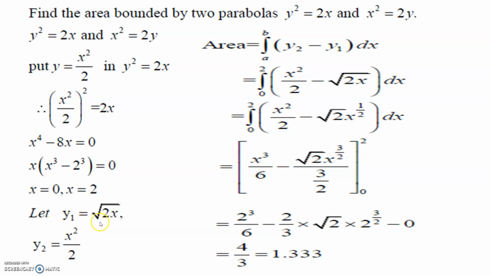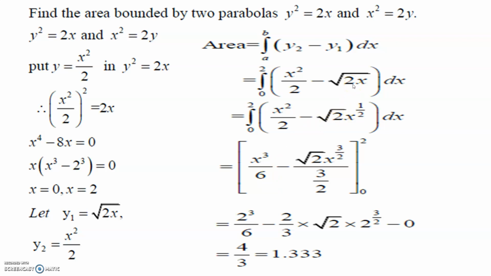So y1 is equal to root 2x, because we know that y2 minus y1 is the formula. So y1 is root 2x and y2 is equal to x square upon 2. So y2 minus y1, the integral of x square upon 2 minus under root 2x dx. What is the integration of x square? It is exactly x cube upon 3. 3 2s are 6, that's why x cube upon 6.